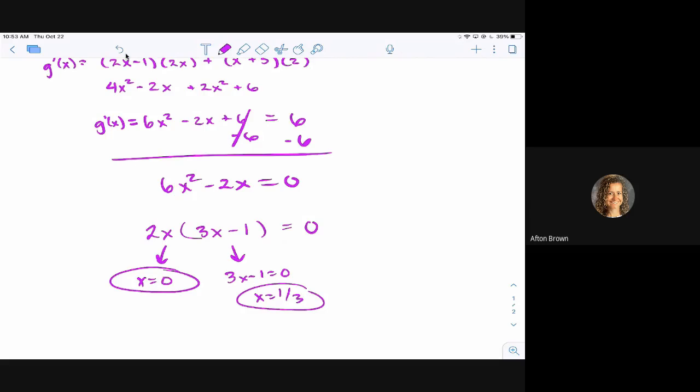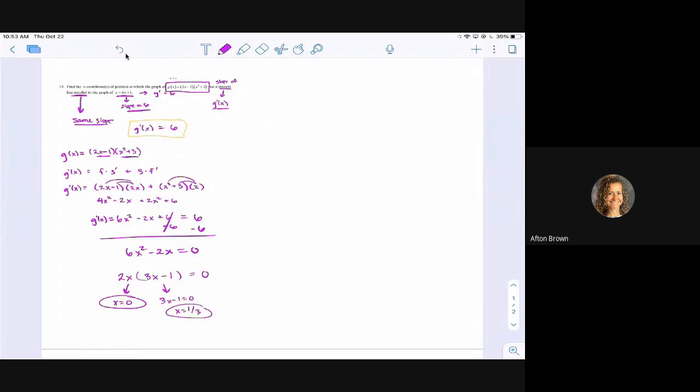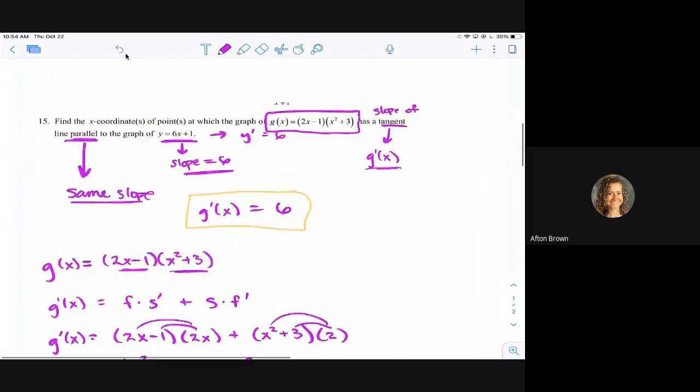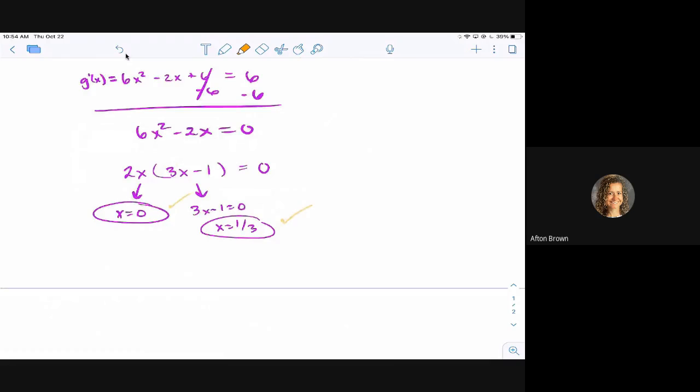What's happening at those x values in this question? Why do we care about those? We just found x values, but what did we find? And those tangent lines have slopes. Very good. The slope of the tangent line at those x values would be parallel to this line, so that means that they have a slope of 6. So at 0 and at 1/3, we have a slope of 6. The question just wanted the x coordinates, so we're done. We don't have to go any further. So those are our two answers.